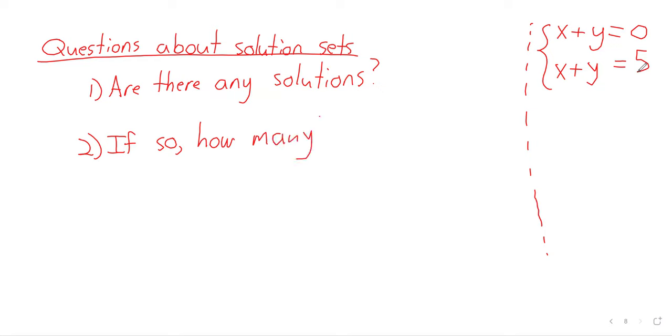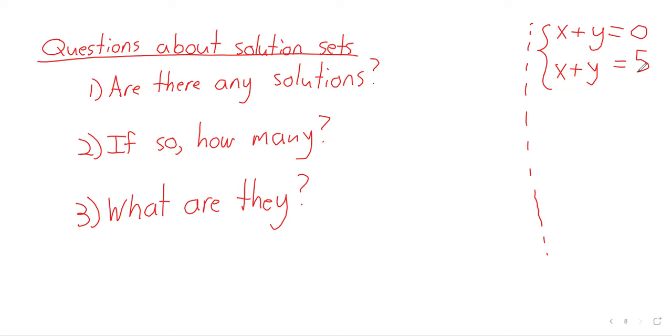If there are solutions, how many solutions are there? And finally, if there are solutions, what are they? And it's going to ultimately turn out that we answer all of these questions by performing basically the same process. We do something called Gauss-Jordan elimination, and the answer will tell us whether there are solutions, how many solutions there are, and what they are, all more or less at the same time.